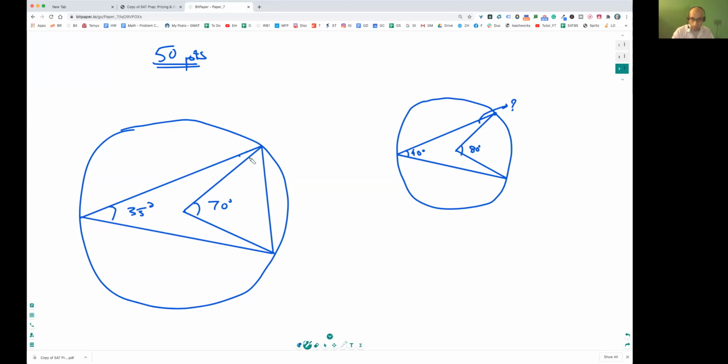Meanwhile, the other people can find out what is this angle going to be. Okay, try to find out all of these angles. This is going to be 35, right? This is going to be 70, this is going to be 35. So now for the other people, try to find out what this angle is going to be.